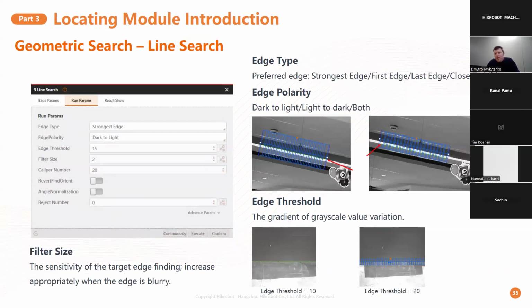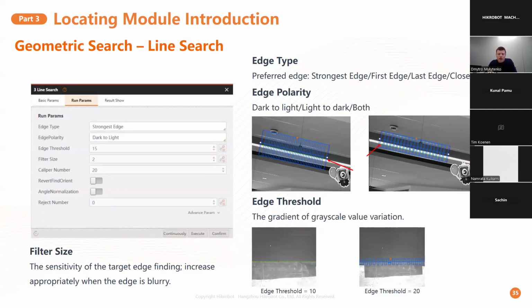Continuing with line search configuration, these parameters control how edge points are detected and filtered before a line is fitted. Edge polarity defines whether transitions from dark to light, light to dark, or both are considered. The edge threshold and filter size influence detection sensitivity and robustness, especially when edges are weak or blurred.